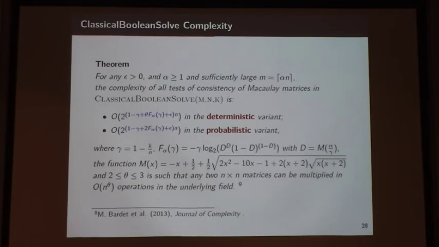So in terms of the classical Boolean solve, we have a deterministic and probabilistic variant. The complexities are given here, but basically, as you can see, it's 2 to something times n. Here, all of the parameters are defined, but the important part is that in the deterministic variant, there's a theta present in the equation, and that's the linear algebra constant, which is the complexity of multiplying two matrices of dimension n. So we have a lower bound on that, which is 2, and an upper bound, which is 3. And right now we're at 2.376, and hopefully getting better.